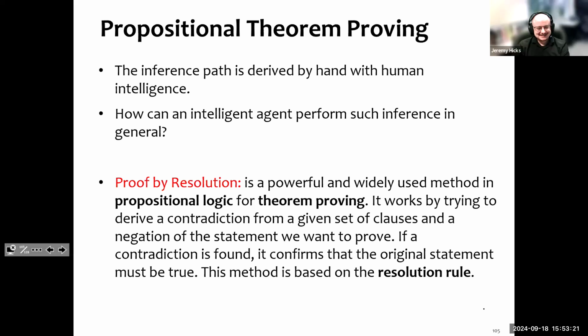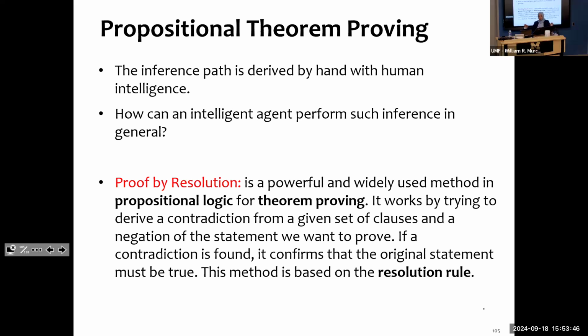So now I will check if you're understanding or not. So I will ask a question. Is the proof by resolution the only way to achieve the goal to make the agent perform such intelligent inference in general? Is it the only way? I would say no.